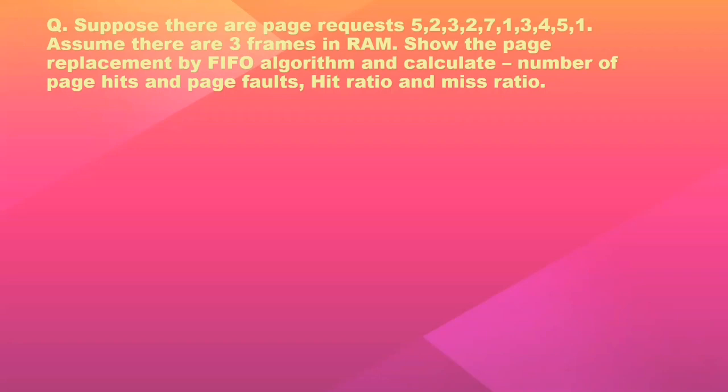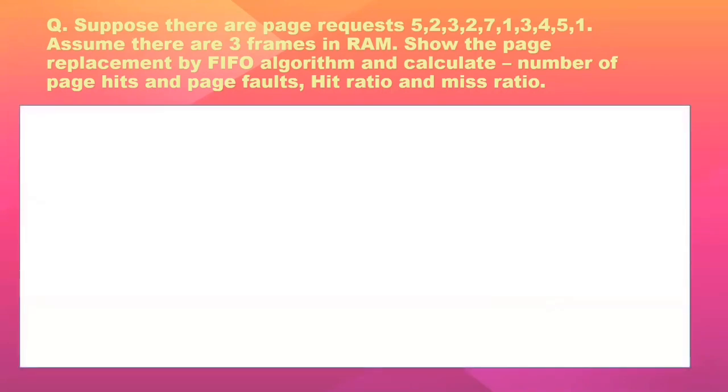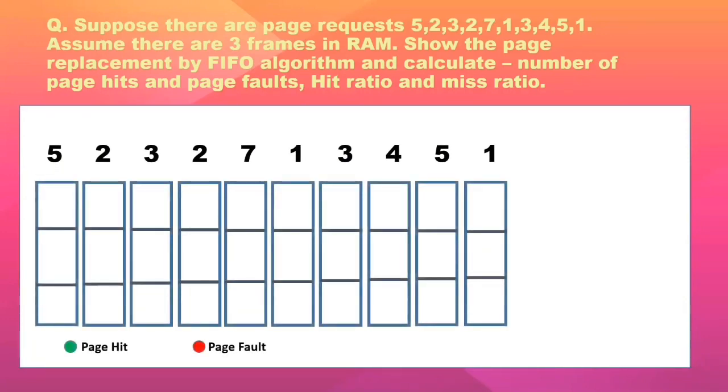Page hit means when a page is requested, and if that page is found inside the RAM, then that is known as a page hit. And if the requested page is not found inside the RAM, then that is known as a page fault. So these are our page requests, and here RAM contains 3 frames.